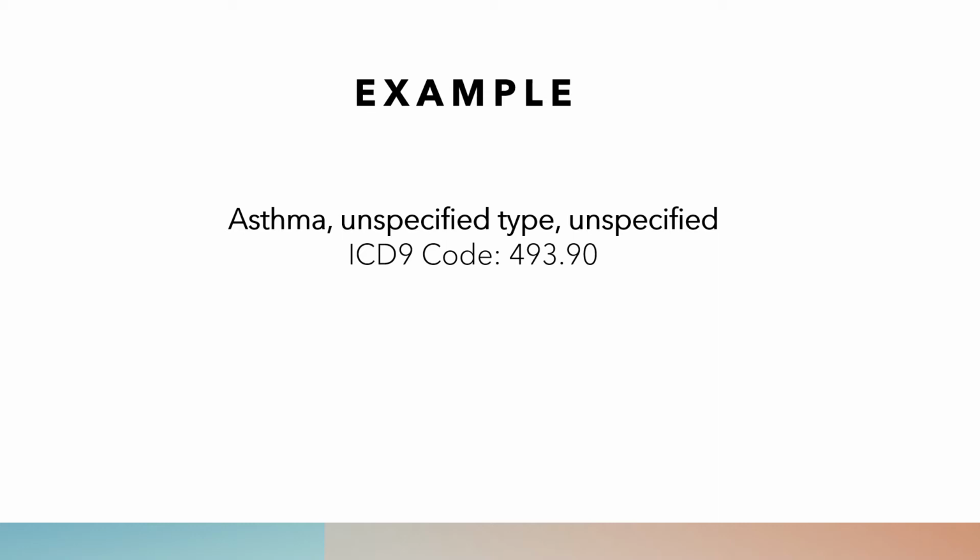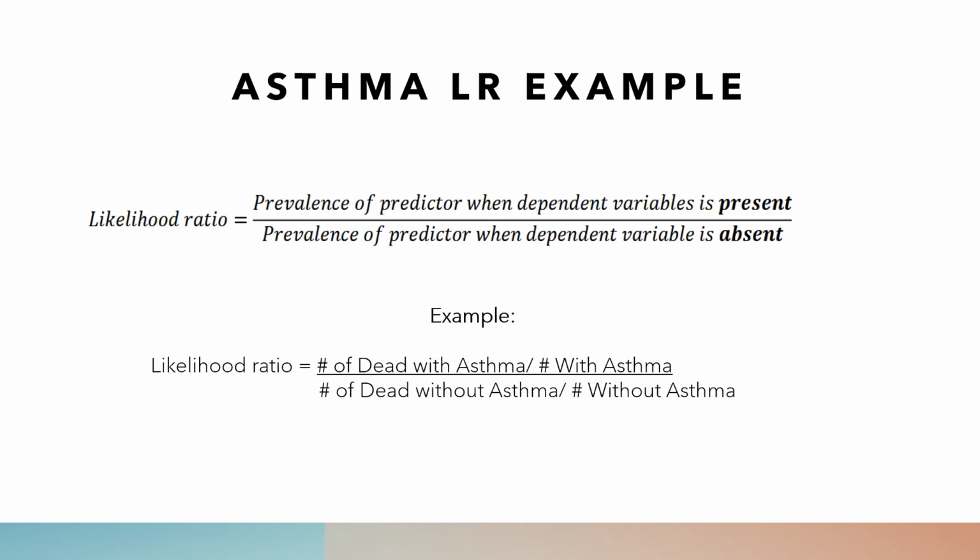Essentially, we want to know the association between individuals who have a diagnosis of asthma and whether or not that diagnosis is associated with higher mortality. The specific code we are using for measurement is unspecified asthma with the ICD-9 code 493.90. Here's what this looks like when plugged into the likelihood ratio.